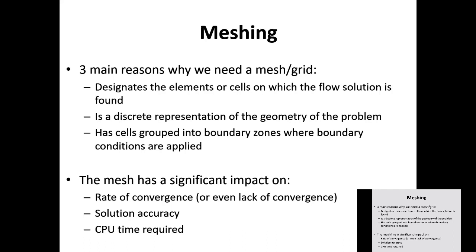The effect of mesh is rate of convergence. Rate of convergence means how fast you can get a solution. So remember this: if you have a really fine mesh, that means if your mesh sizes are very small, your convergence is fast. So you don't have to run so many times for convergence. And if you have a fine grid, your accuracy is higher as well.